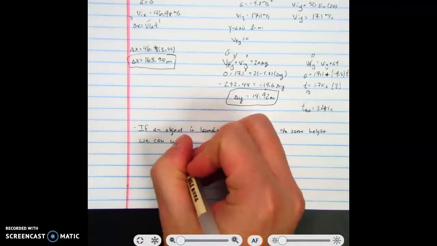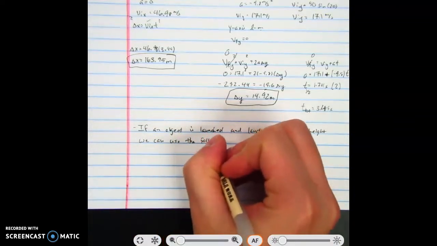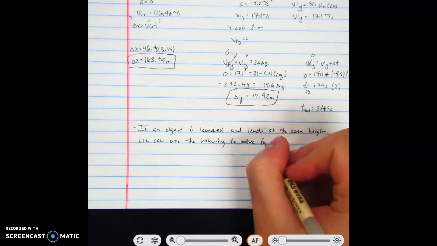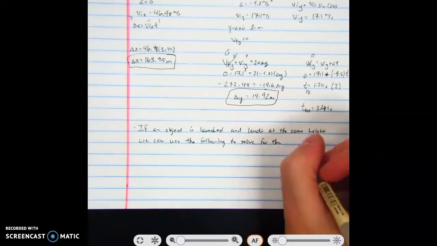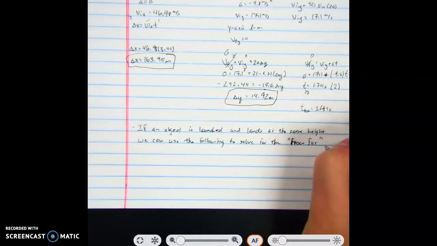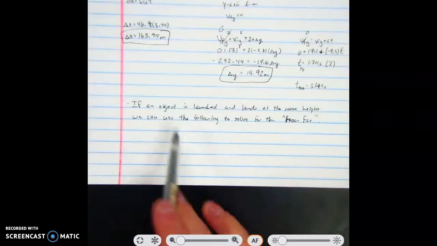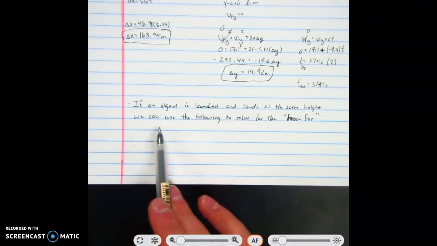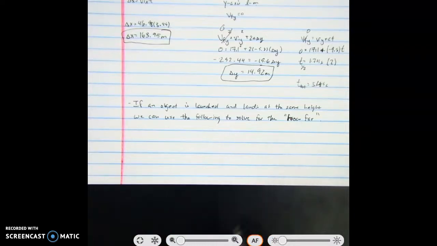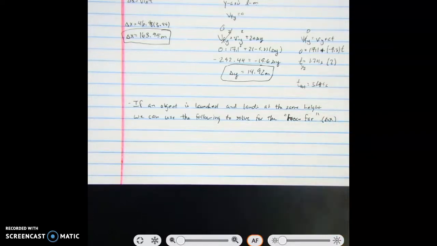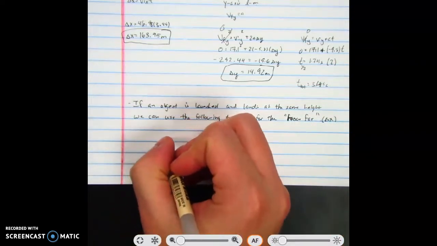If an object is launched and lands at the same height, we can use the following to solve for the quote-unquote how far. That's like your delta x. Okay? Just slightly different. So, the equation's like this.